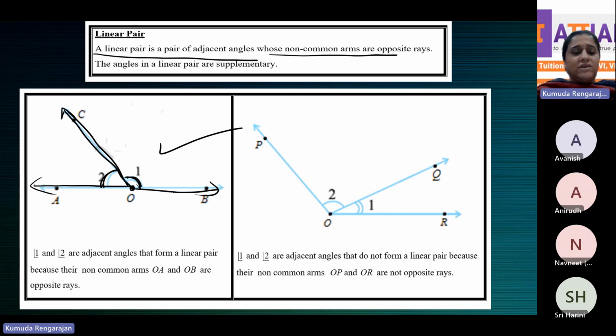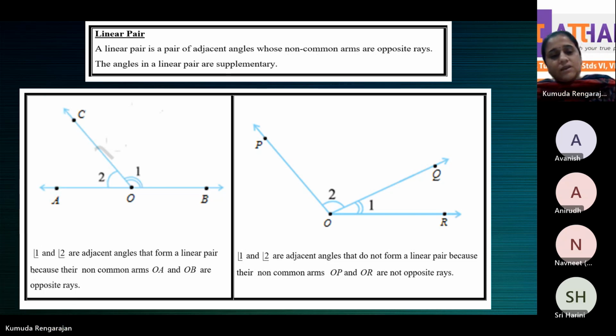And see how they are traveling. If OB is going towards east, OA is going towards west. They're going in opposite directions. So here angle 1 and angle 2 are adjacent angles and they form a linear pair, because their non-common arms are opposite rays.